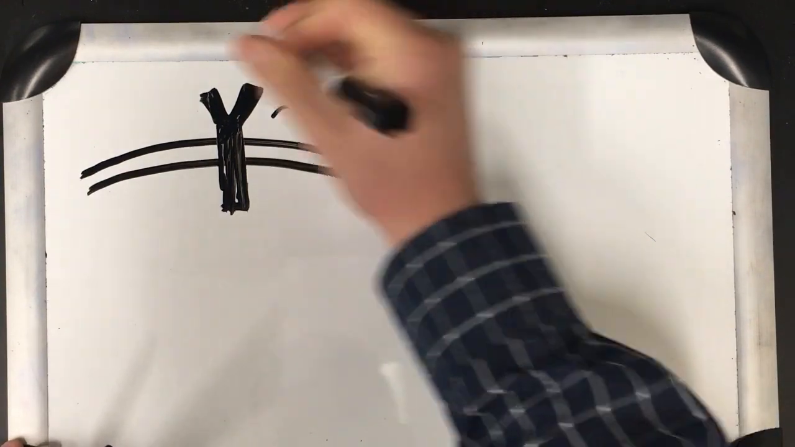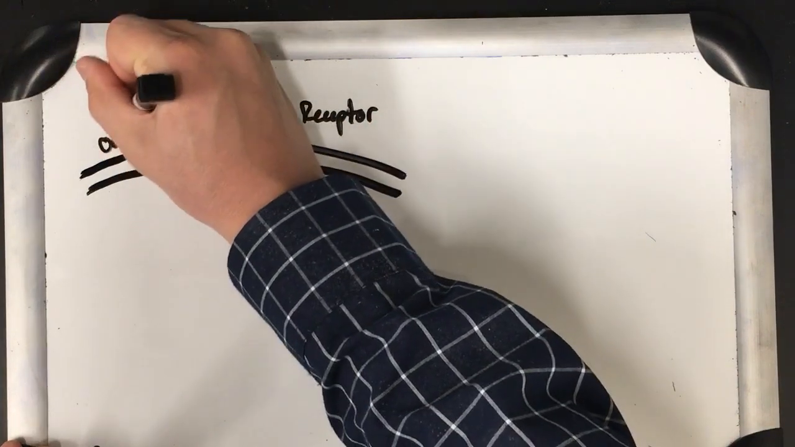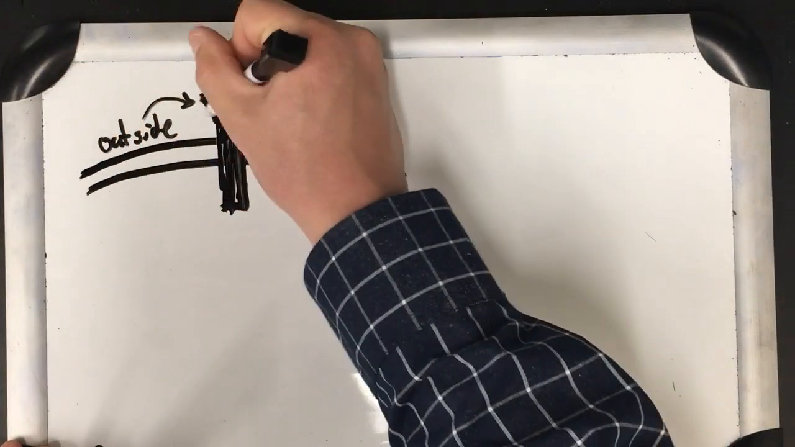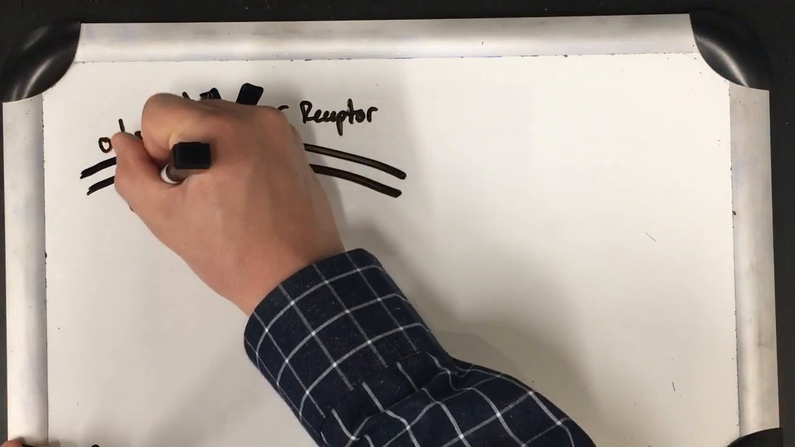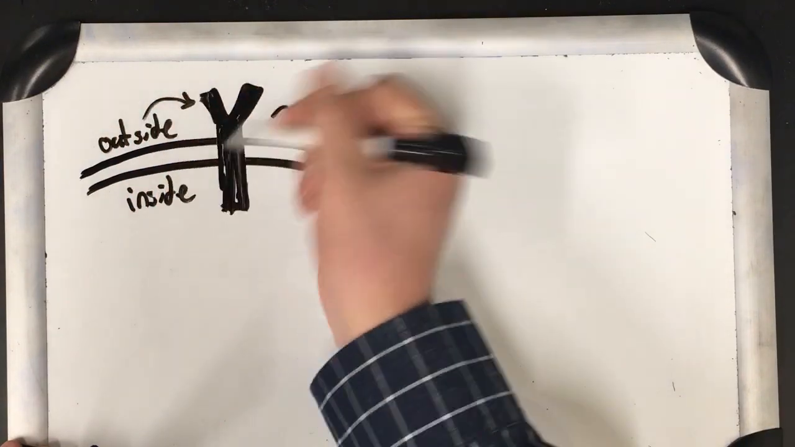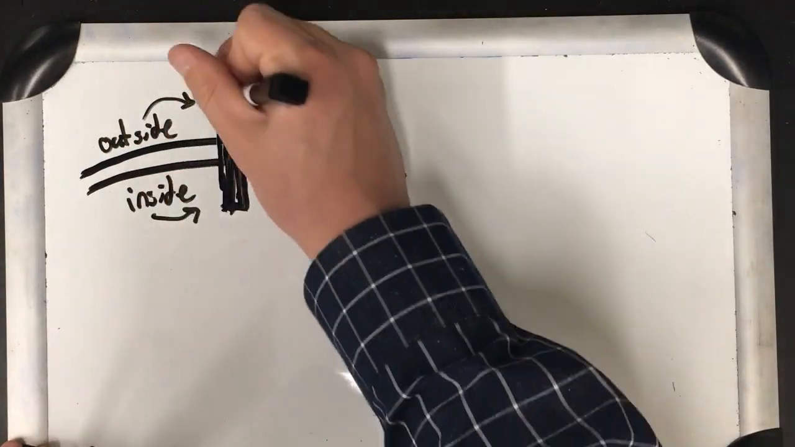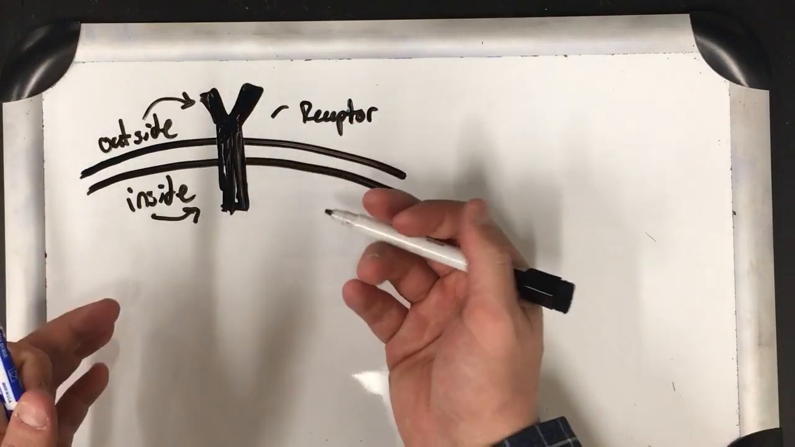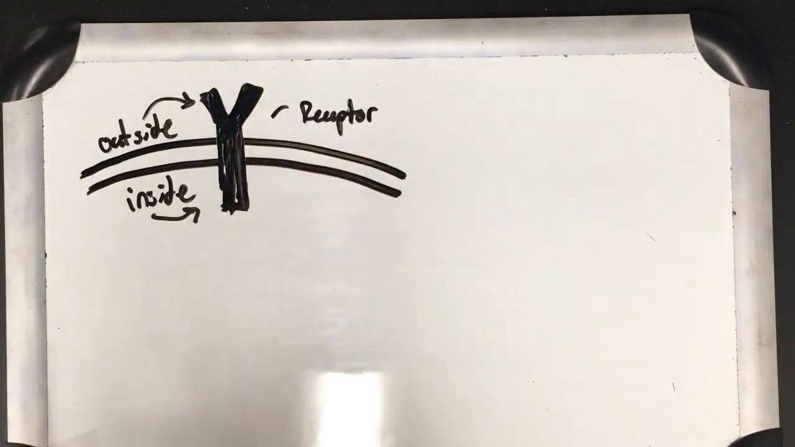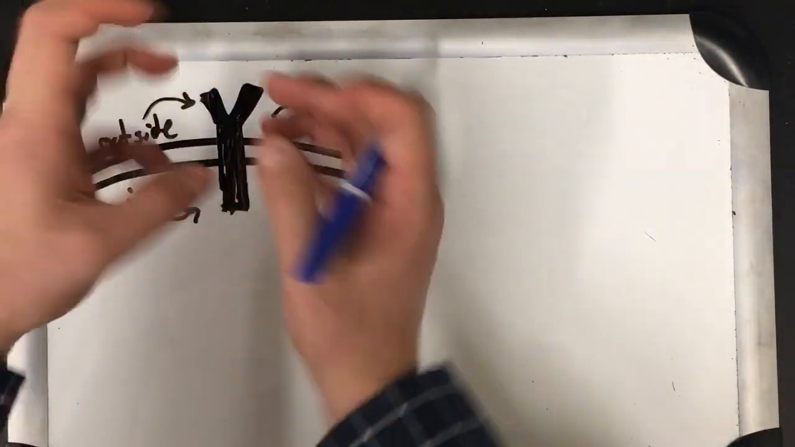So first things first is that you have a receptor here, and it's got an outside portion of the domain, and an inside portion of the domain. So this is one whole protein. It's in a big 3D shape. Now it's obviously not going to look nice like this Y. It's like a big globe of amino acids basically.